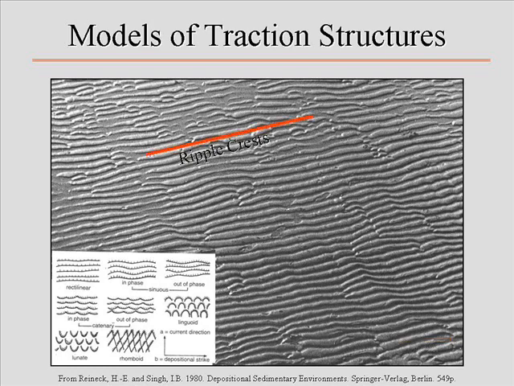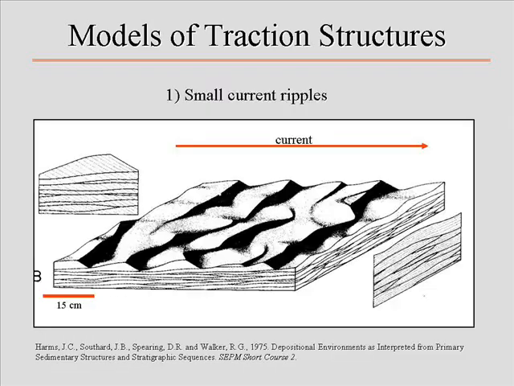Ripple crest, yep. These are some models, and there's all sorts of programs available for you to play around with to see how things work. And sometimes just the sketches themselves are rather instructive. So what we're looking at here is a model of small current ripples. Notice the cosets, they kind of cut through each other here a little bit. That's typical when you have more lunate ripples.